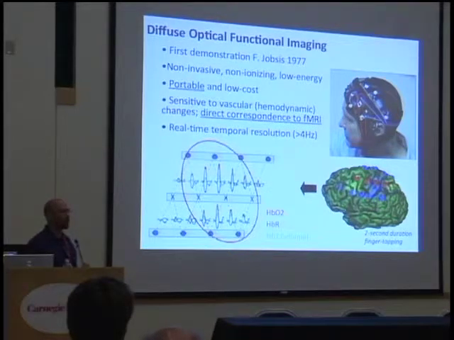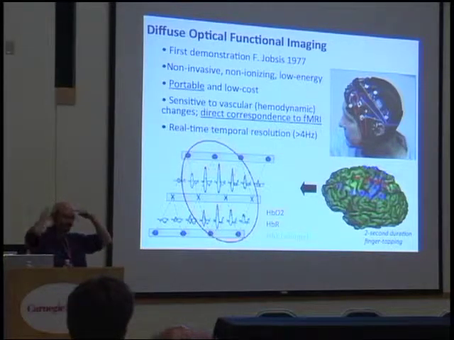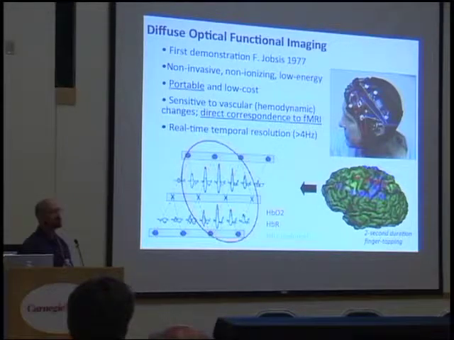They had the person hyperventilating, and they showed that they could measure the changes in blood oxygenation during these hyperventilation events. Now we know that the Jobsis experiment will probably never get reproduced, because the amount of light that you need to get from one side of the head to the other is far above the ANSI standards. So most of the experiments we do right now are in back reflectance mode.